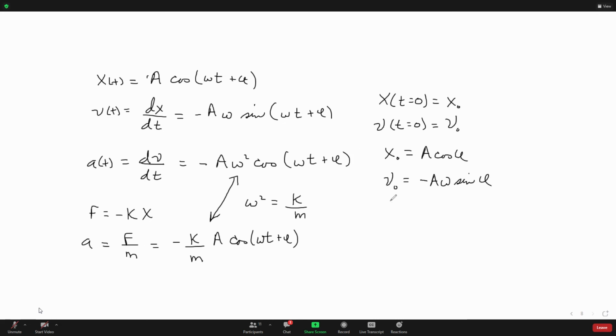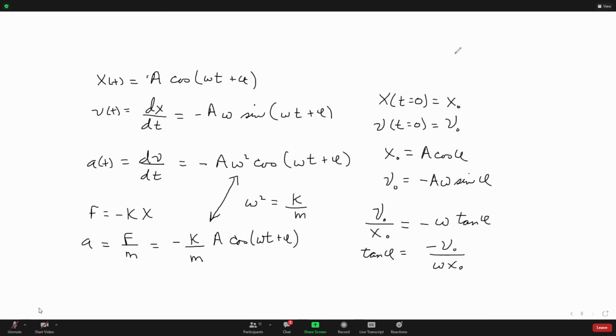Okay. Let's solve these simultaneously. So I'm going to divide v0 by x0. I'll get v0 over x0 is equal to minus omega times the tangent of phi. So the tangent of phi is equal to minus v0 over omega x0.